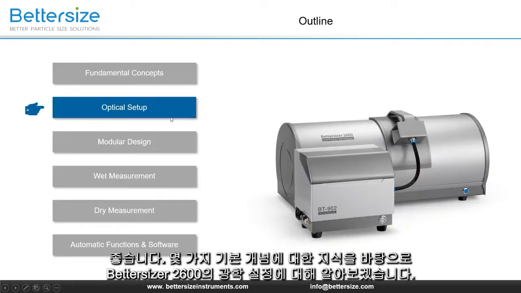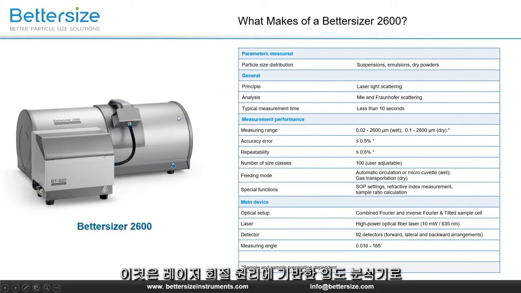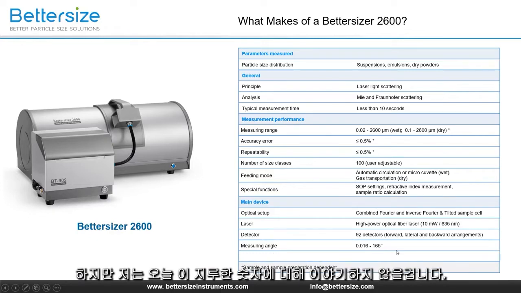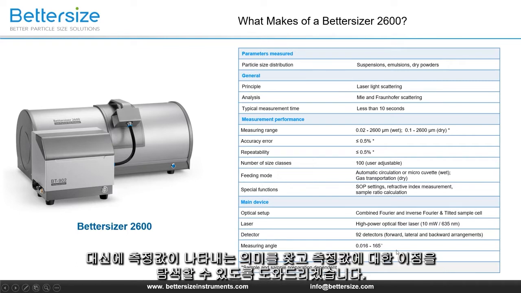Okay, with the knowledge of some fundamental concepts, let's dive into the optical setup of the Bettersizer 2600. It's a particle size analyzer based on the principle of laser diffraction. It can measure the particle size of suspensions, emulsion, and dry powders. It is such a sophisticated instrument that many system parameters are listed in this table. But today, I'm not going to talk about these tedious numbers. Instead, I will help you find out the meanings they represent and explore the benefits to your measurements.